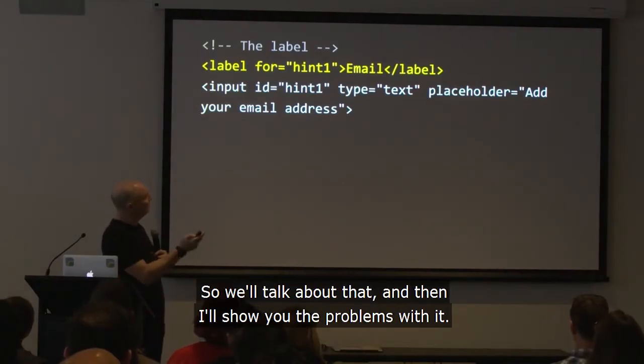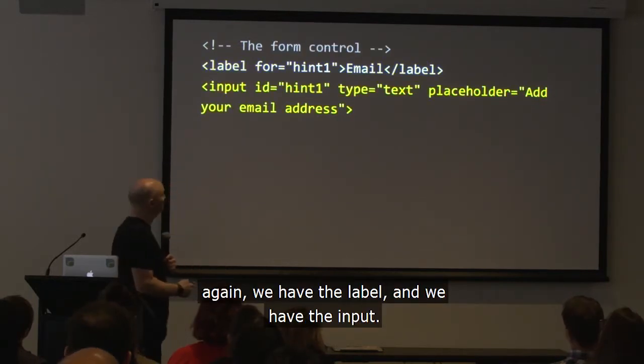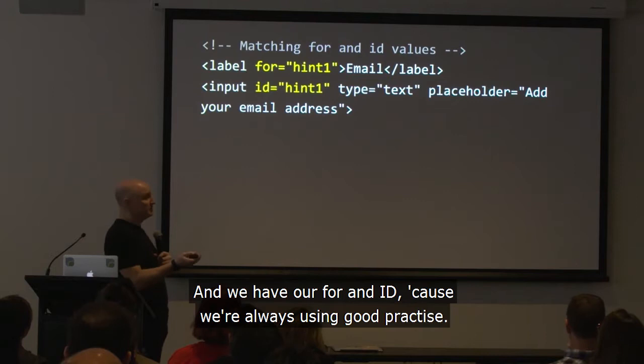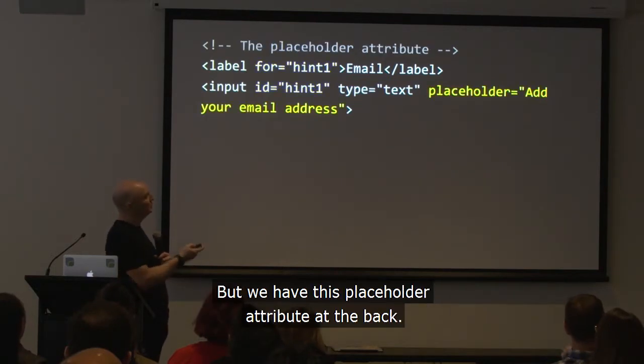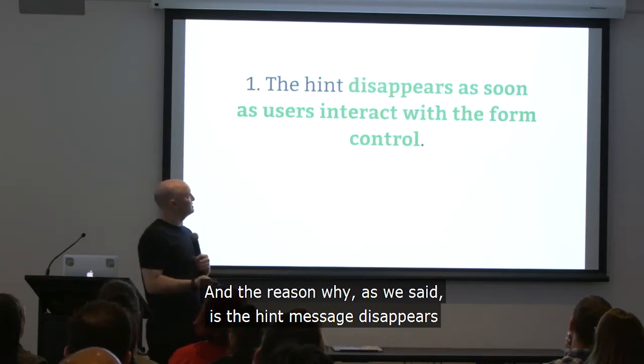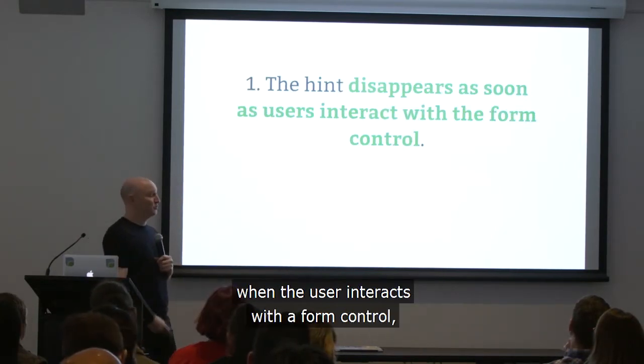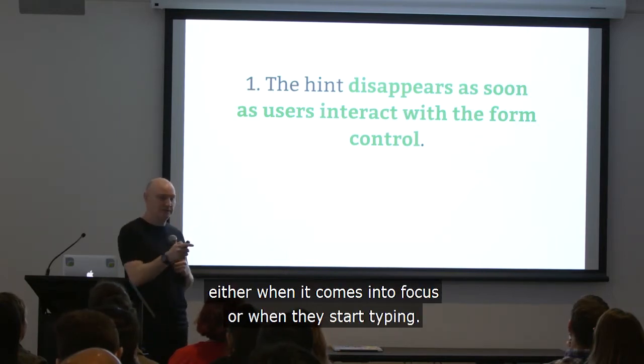So we'll talk about it, then I'll show the error message, the problems with it. In this case, we have the label, and we have the input, and we have our for and ID, because we're still always using good practice, but we have this placeholder attribute out the back. And the reason why, as we said, is the hint message disappears when the user interacts with the form control, either when it comes into focus or when they start typing.